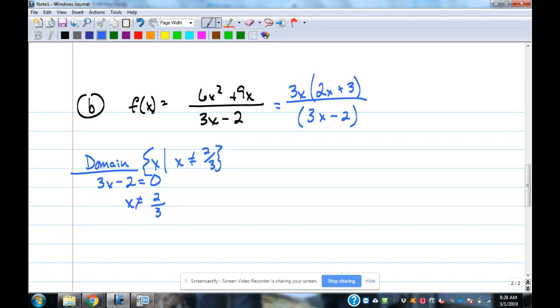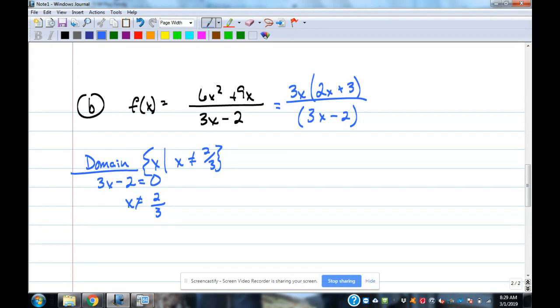Because we don't have any cancellations, what do we know the graph doesn't have? A hole. That's right. Because it has to have a cancellation of a factor to have a hole in the graph. Because it doesn't do that, that's one less step I have to do. Now, what else do I know about this graph as far as the other parts, the 5 things that we were looking at?